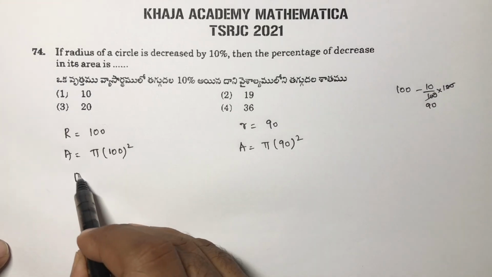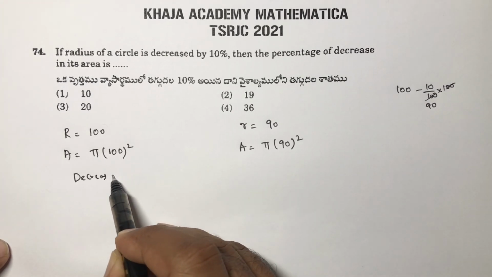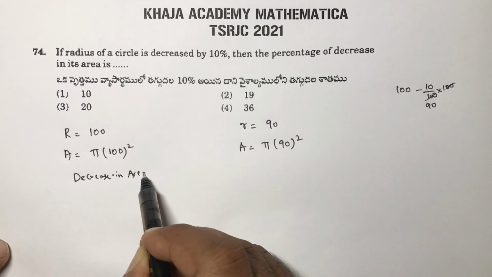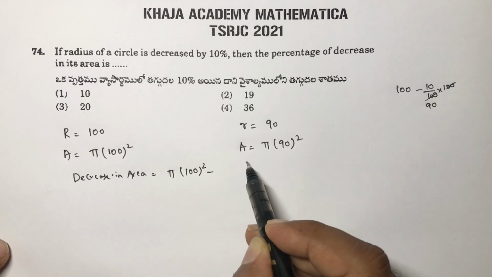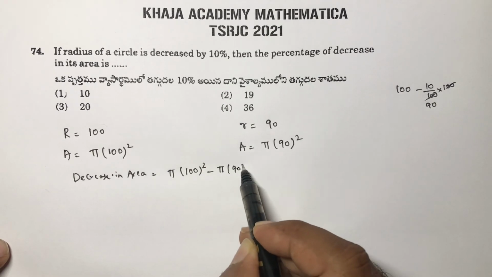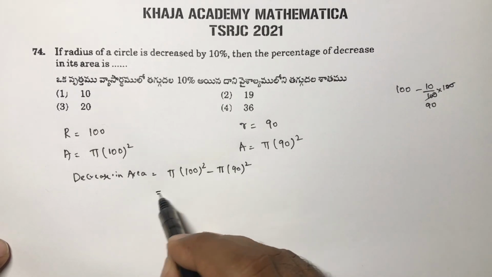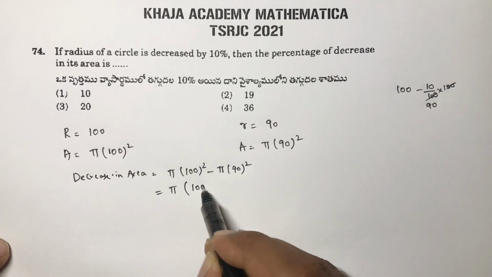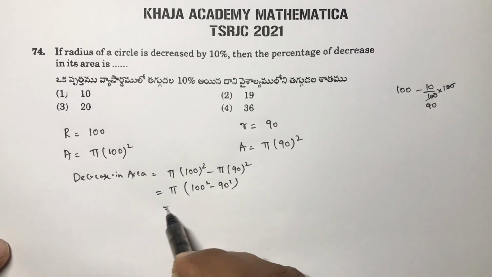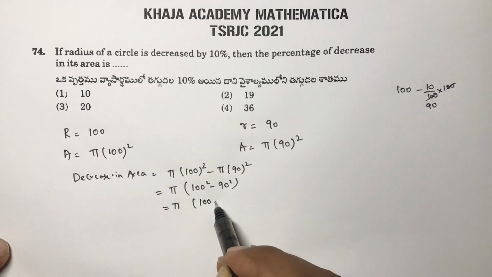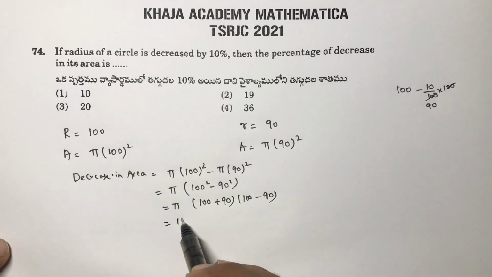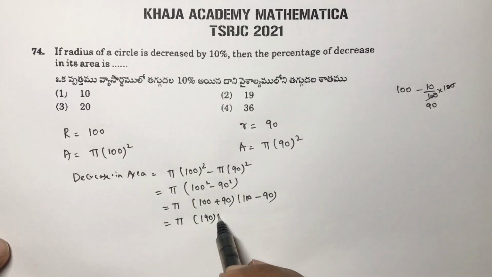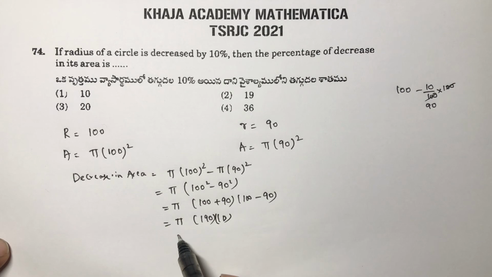So the decrease in area is the original area, pi into 100 square, minus pi into 90 square. If you take pi common, 100 square minus 90 square. You can use a plus b into a minus b so that it will be easy: 100 plus 90, 100 minus 90. So 190 times 10. So you can write pi into 1900.